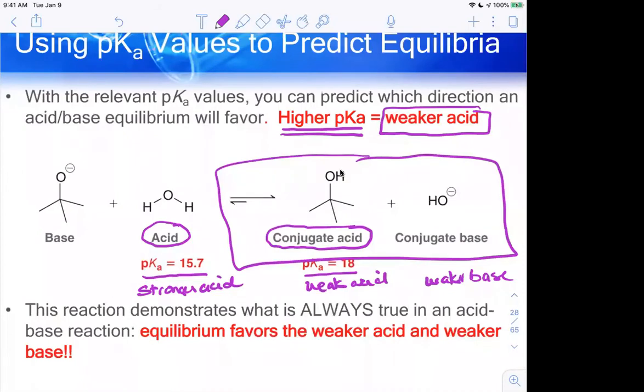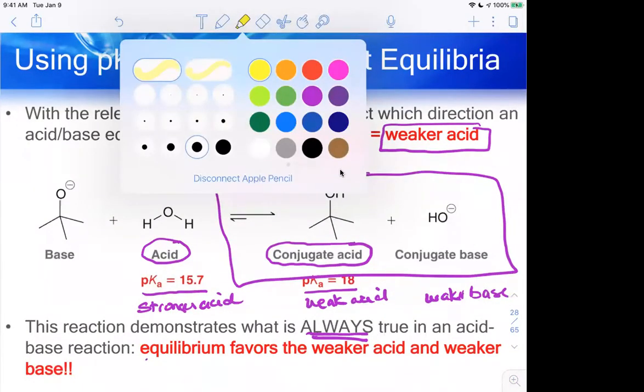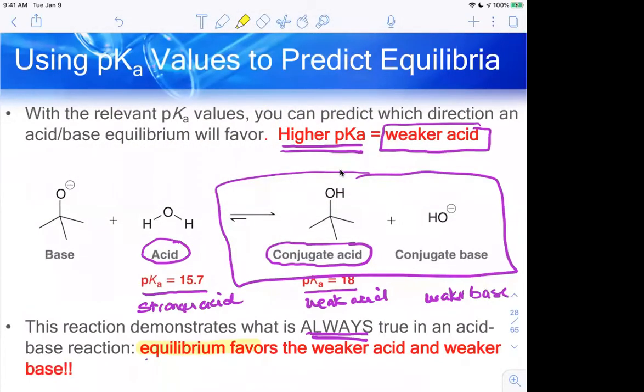This concept that we're just going to discuss is always true in an acid-base reaction. The equilibrium favors the weaker acid and base side. So in order to represent this, the arrow that goes to this side is much larger than the arrow that goes to this side. This arrow is indicating that this side is favored, and in any given reaction, I'm going to have more product than I have reactant.